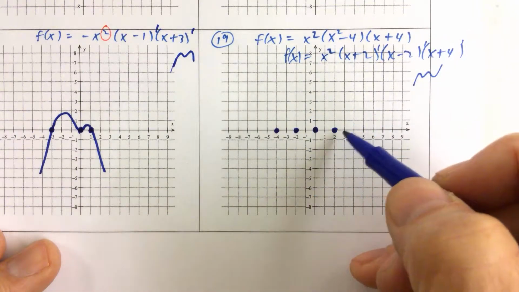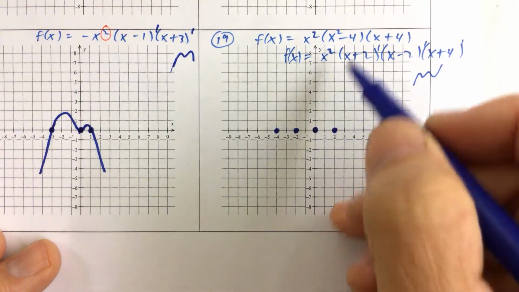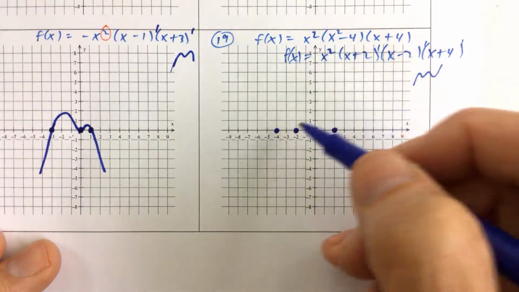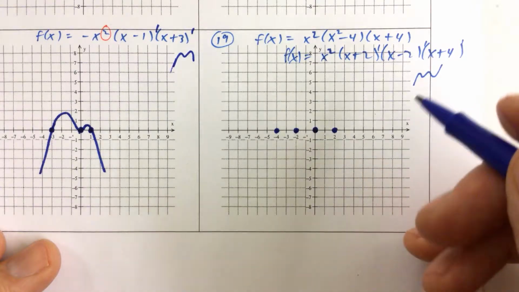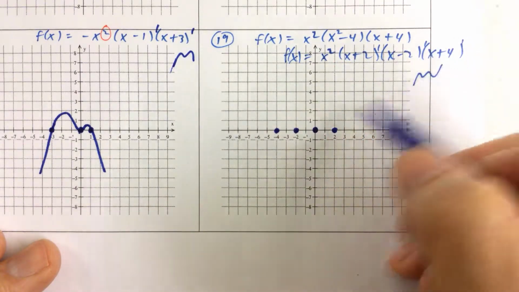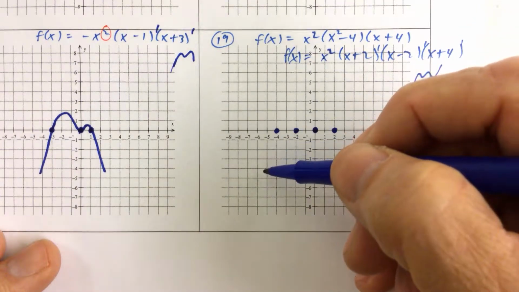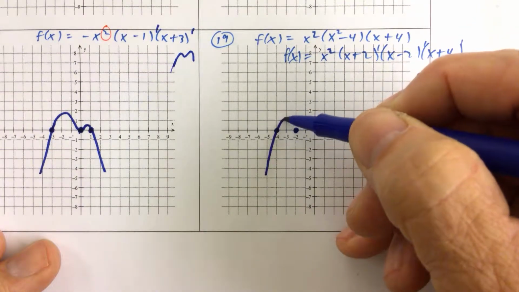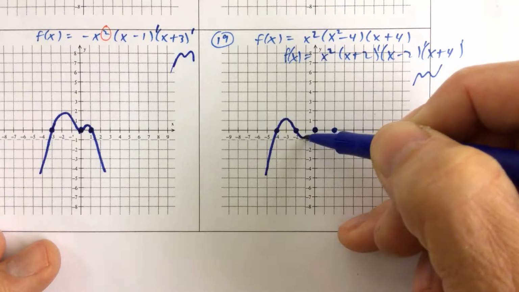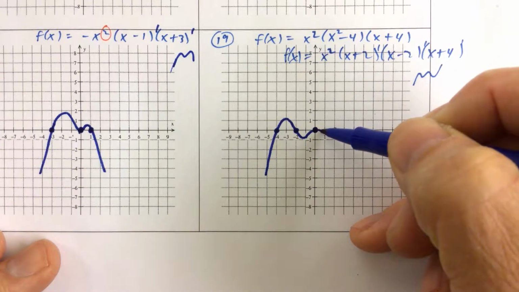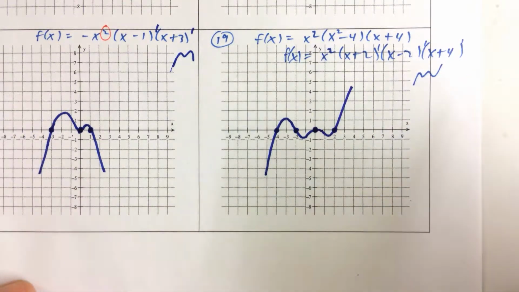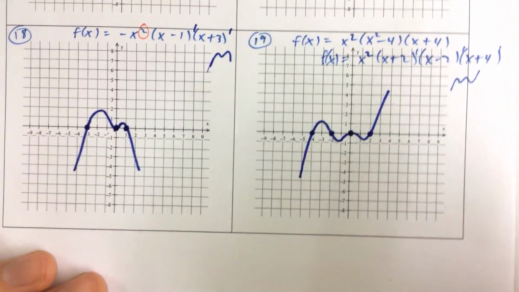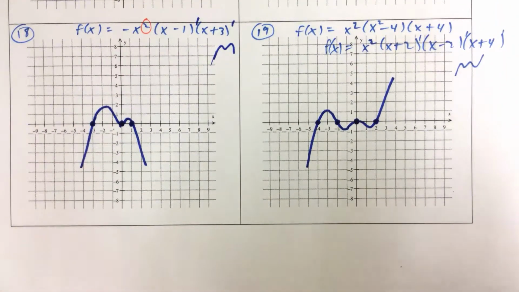Every single one of these x-intercepts, besides 0, has a multiplicity of 1, which means that we're going to cross the x-axis at those three, and then we're going to touch the x-axis at 0, like we said. Since the degree is 5, we're going to go up from left to right. So we're going to start low, go up through the x-axis at negative 4, through the x-axis at negative 2, touching the x-axis at 0, and then back up through the x-axis at 2, and then we have our graph of our polynomial.